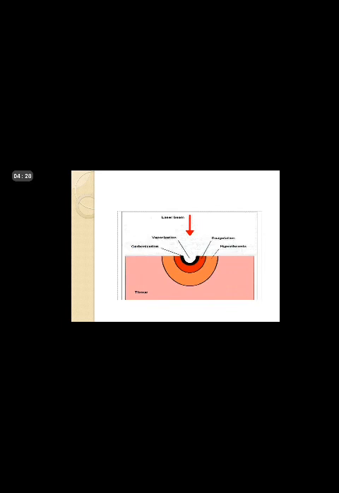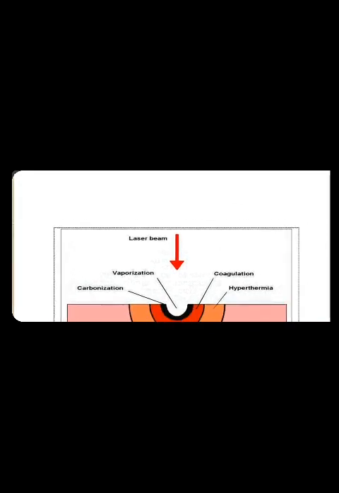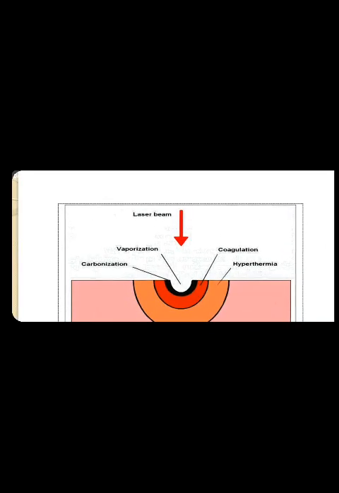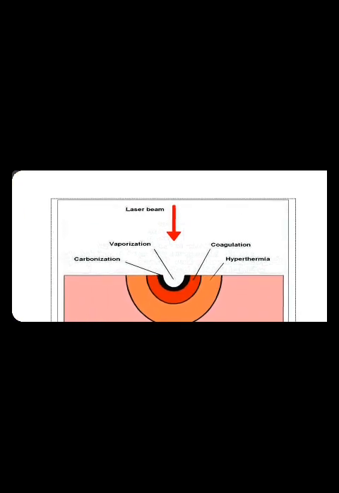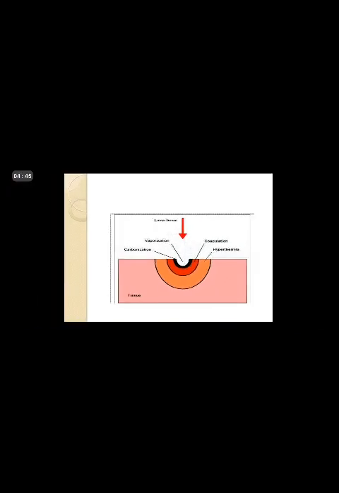So this is the diagram. The laser beam is applied over here. There is a central crater of vaporization. Then there is a peripheral zone of coagulation and hyperthermia on the outer periphery.